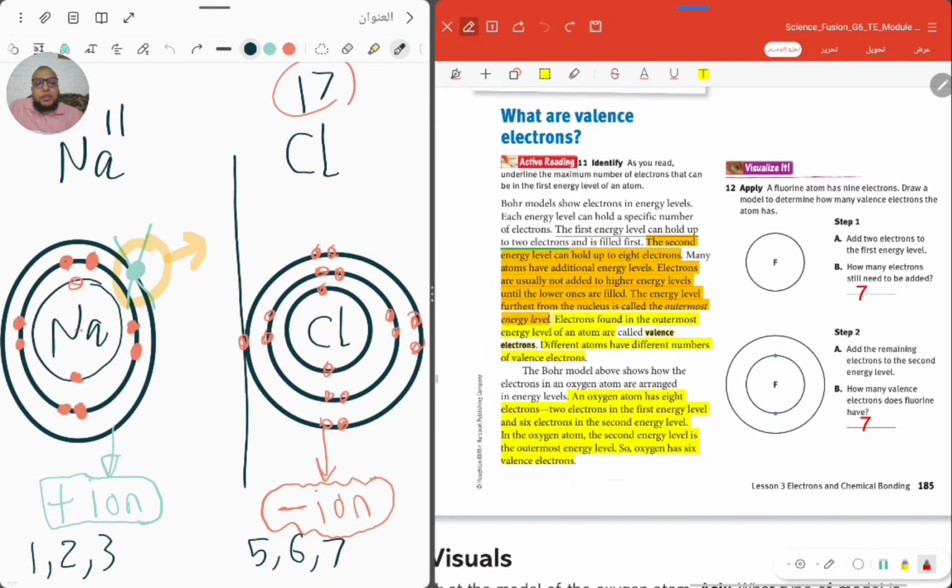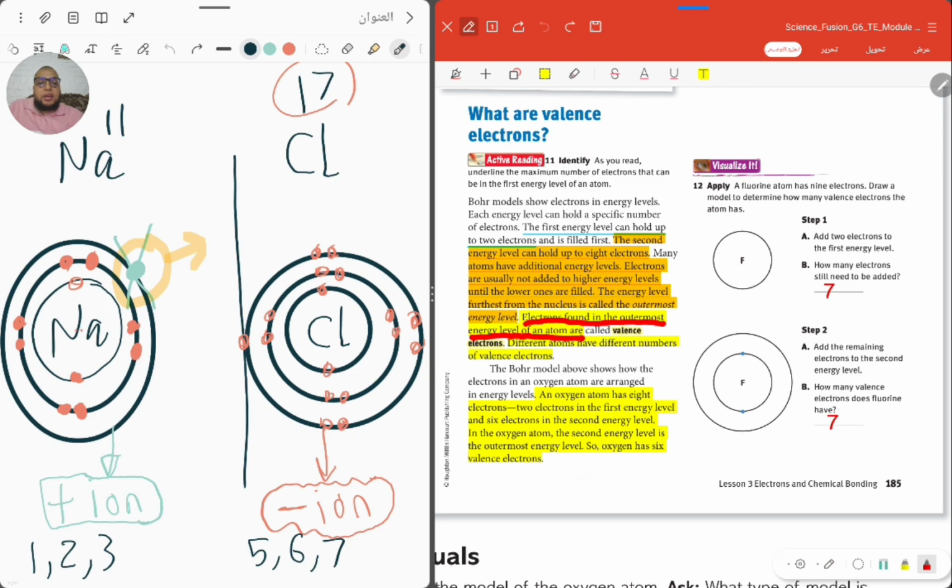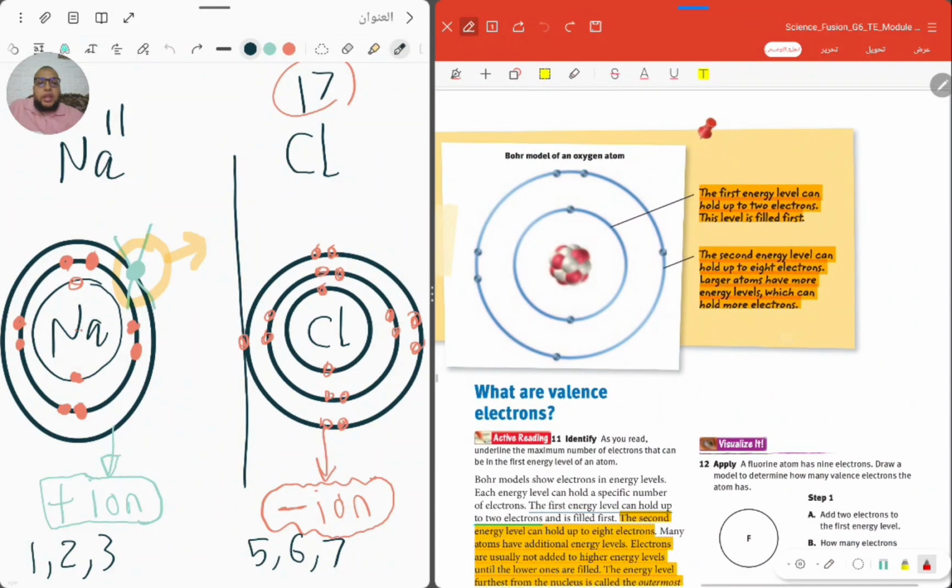Again, let's speak about the valence electrons. The valence electrons are the electrons which we find in the outermost energy level of an atom. As an example, fluorine here, it's not fluorine, it's 1, 2, 3, 4, 5, 6. So we have here 6 valence electrons.